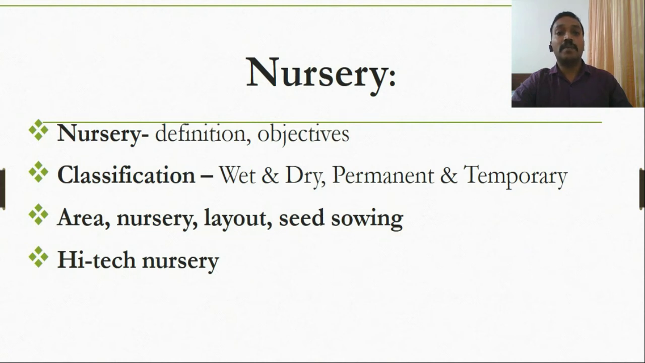And what are the different objectives of a nursery, we will also study here. There are various classifications of nurseries based on water availability, that is wet and dry, and also on location, permanent and temporary. Sometimes nurseries are established in the plantation area, where they are temporarily established and maintained, and later, once the program is over, they are abandoned. So those are the classifications of nurseries available in the forestry program.